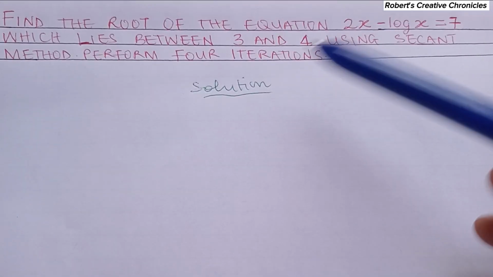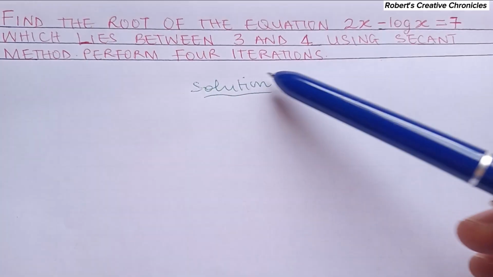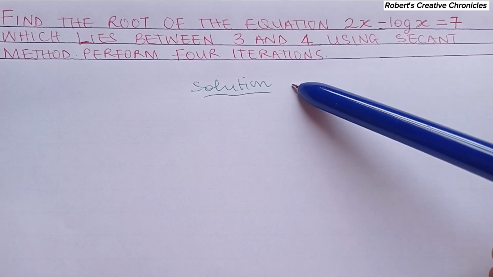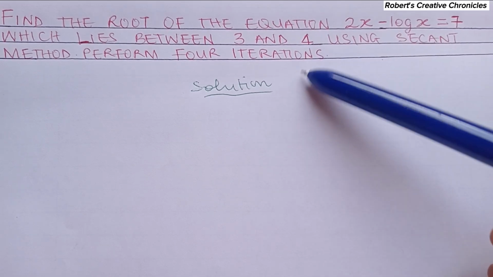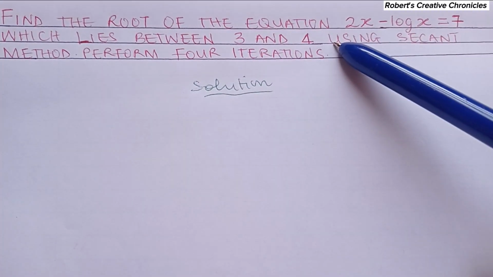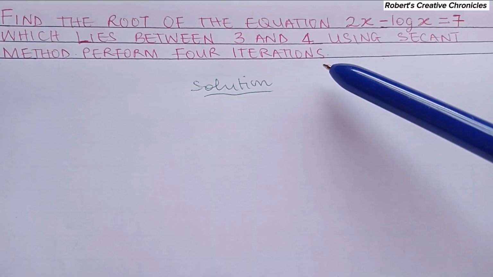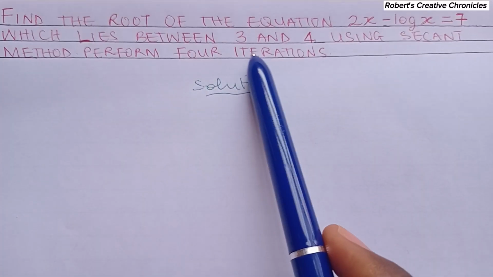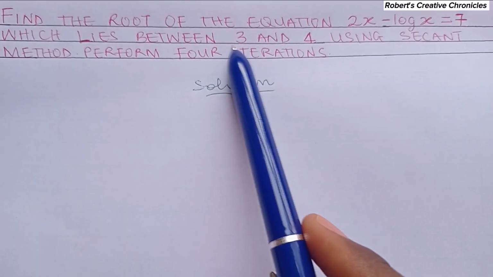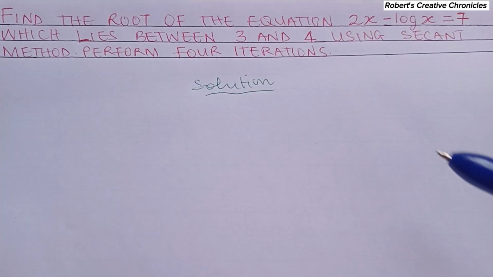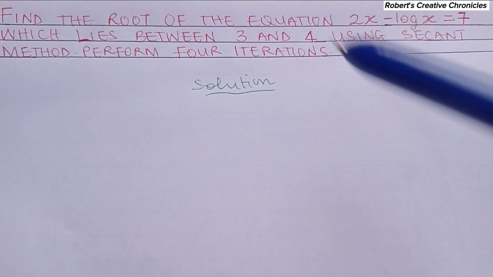Thank God this question specifies the number of iterations we have to perform, because some functions actually require you to perform more than 20 iterations before you get the answer. So after the 4th iteration, we'll stop. Also, this question gives us the interval between 3 and 4, so we don't need to find the interval because it has been given to us. So let's write the function.